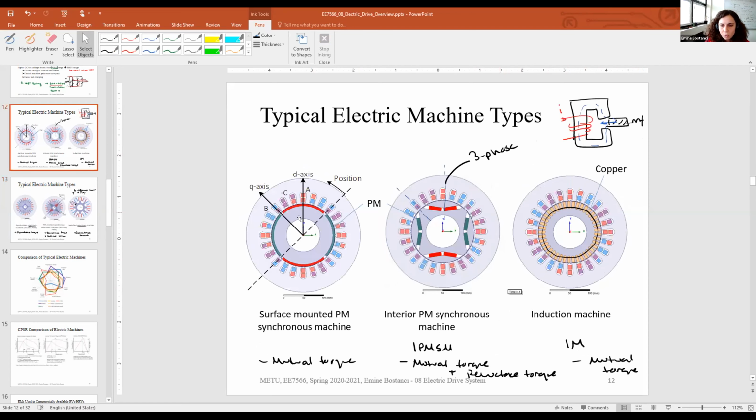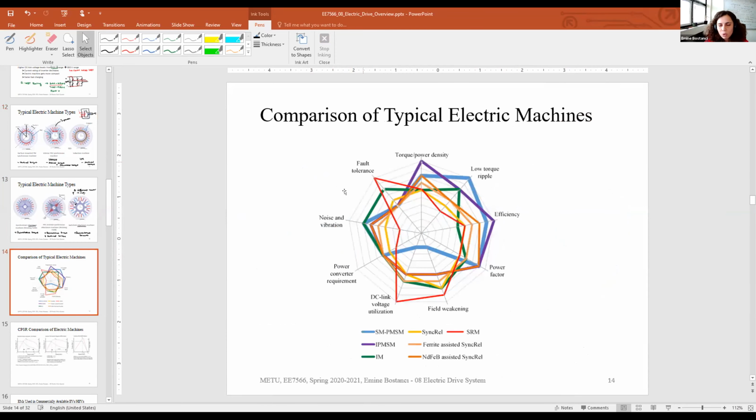So when we compare all, and I just put here the machines with 4 poles, but as we are going to see, usually in the drive system, the machines do have higher pole numbers than 4. And when we compare these machines, we check them in terms of, for example, torque, power density, DC link utilization, field weakening, this external speed range, power factor, efficiency, torque ripple, and other values.